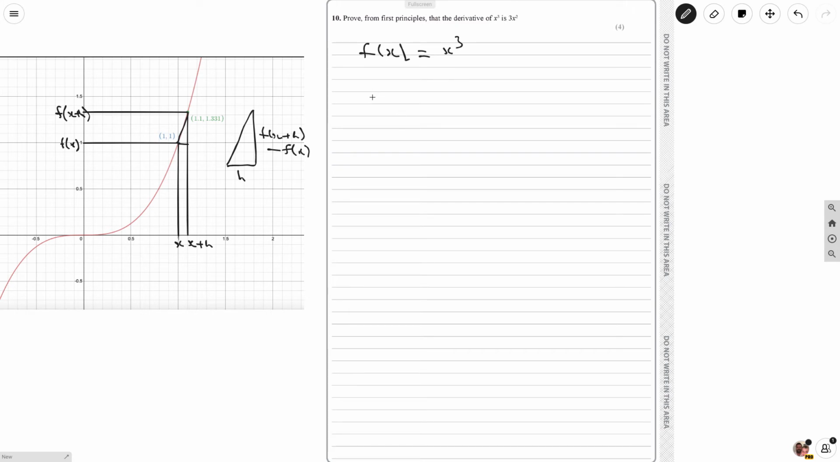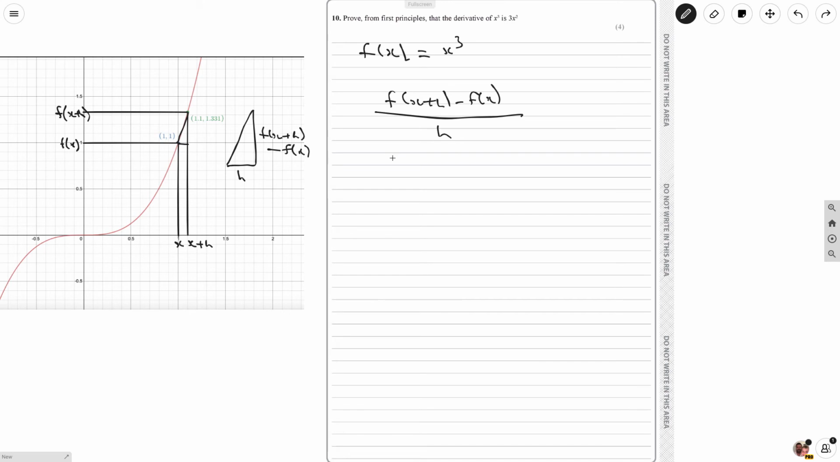Okay, so the gradient then. The gradient is the change in y, which is f of x plus h minus f of x, and then all divided by this small value h. The principle behind calculus is that the smaller you make the value of h, the closer and closer you get to the correct value for the gradient at that point, which is what we're trying to find here. That's what derivatives are, finding a gradient of that function at a particular point.